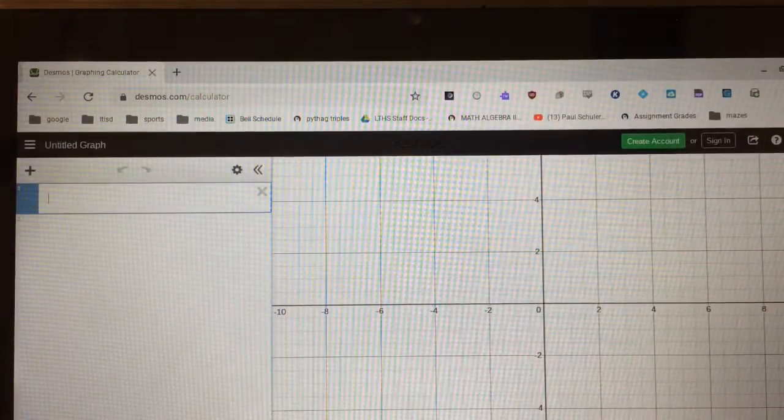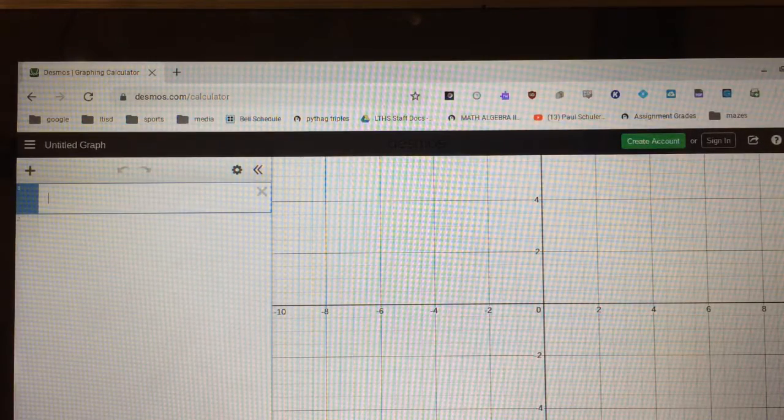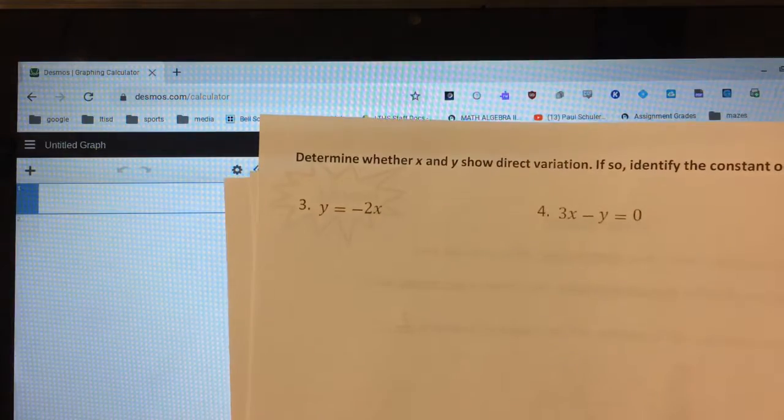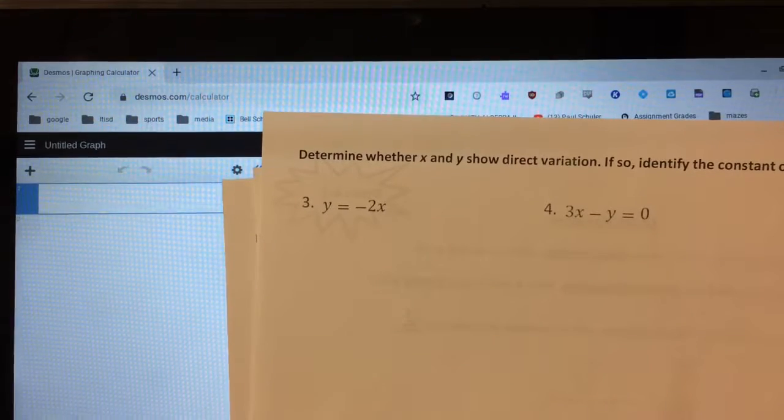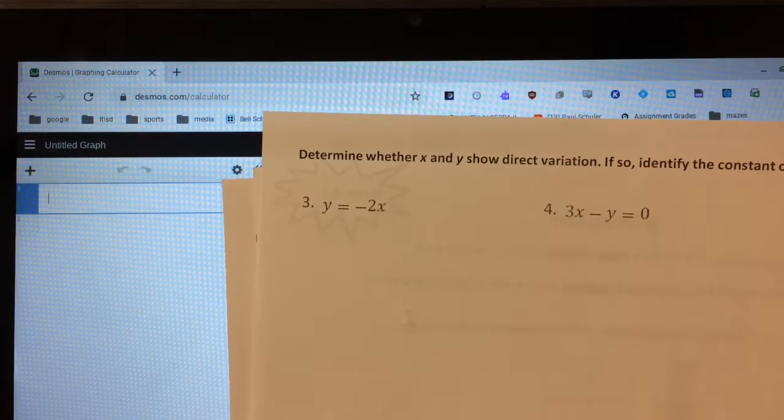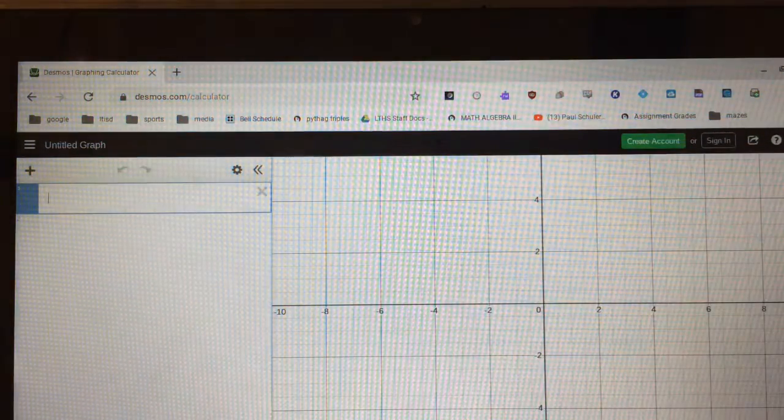So just to reiterate, now that we've got Desmos up, we're going to do two things. Number one, we're going to test to see what the y-intercept is. Is it the origin or not? And then also, is it linear? So let's look at the first equation. y equals -2x. Now this one should be obvious, because it actually fits the format of our linear functions that have direct variation, right? It's y equals mx. So we can say we're pretty sure that this is going to be direct variation, but let's just practice with Desmos a little bit.